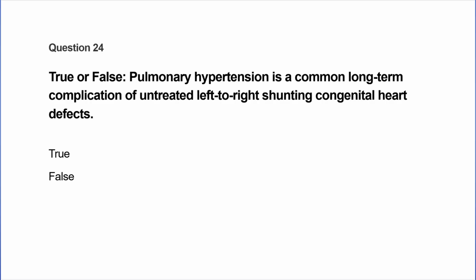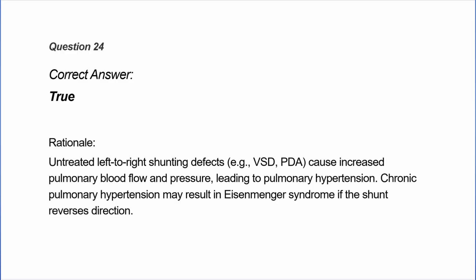Question 24. True or false? Pulmonary hypertension is a common long-term complication of untreated left-to-right shunting congenital heart defects. Answer: true. Rationale: untreated left-to-right shunting defects, e.g. VSD, PDA, cause increased pulmonary blood flow and pressure, leading to pulmonary hypertension. Chronic pulmonary hypertension may result in Eisenmenger syndrome if the shunt reverses direction.